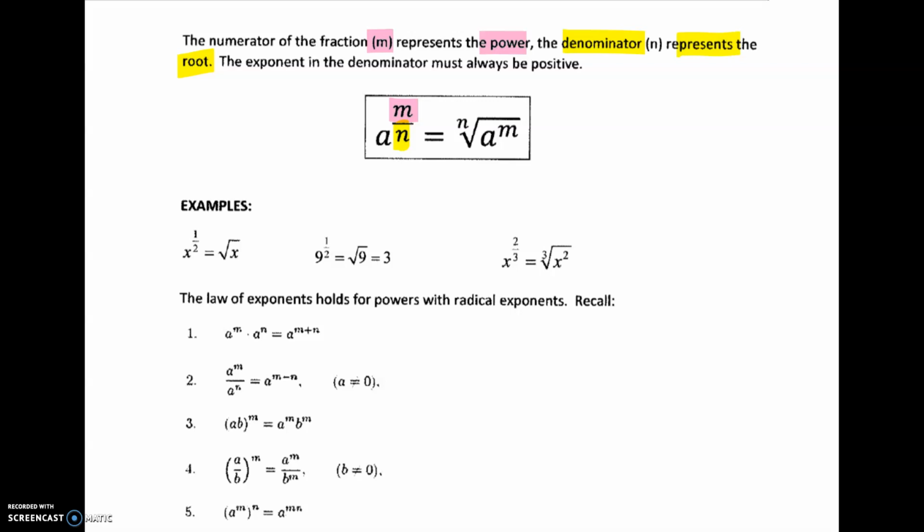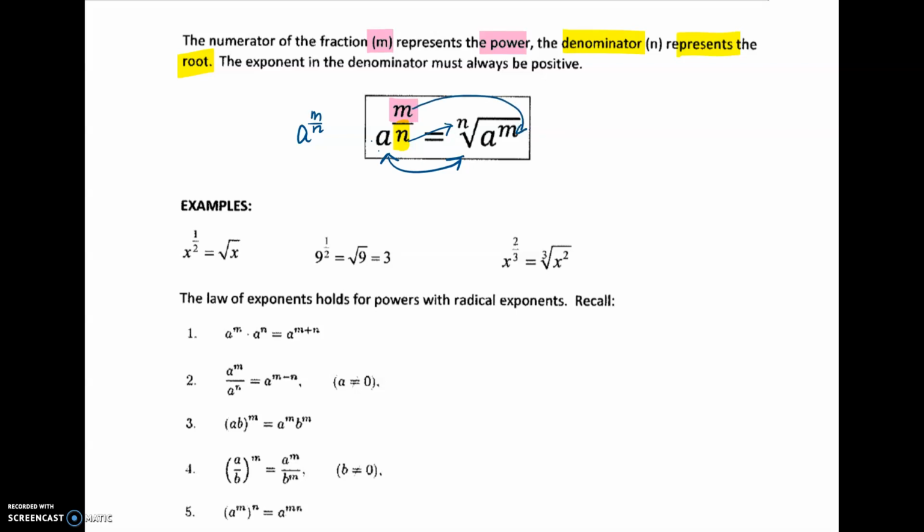These two work the same. Base a with the exponent of m over n is like this: a to the m over n. It looks kind of big, but that's what it means. Your exponent is a fraction, and it equals the nth root of a to the m power. So these work interchangeably. Remember, the numerator m represents the power with the base. The denominator n represents the root. Is it a square root, cube root, fourth root?